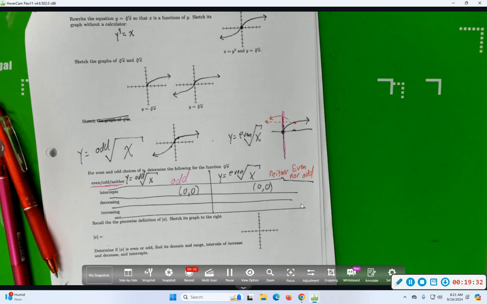Where are they increasing and where are they decreasing? Let's stick with the idea of odd power function first. Take a look at that odd power function. Where would you say that thing is increasing? We're going to do increasing first.